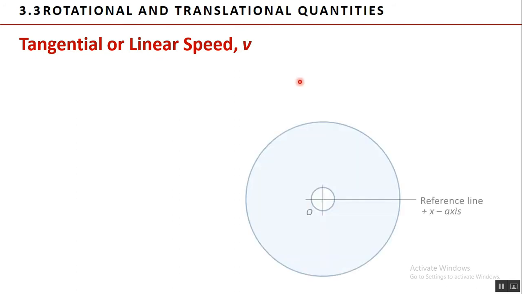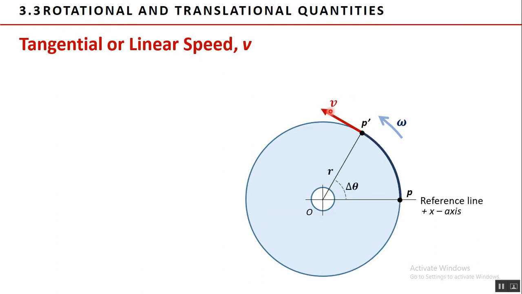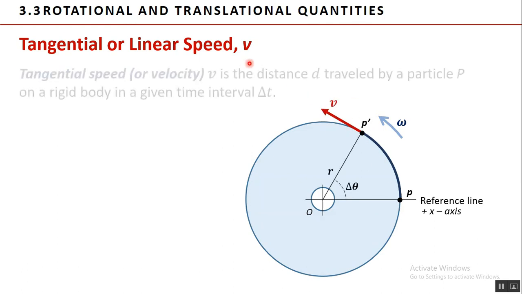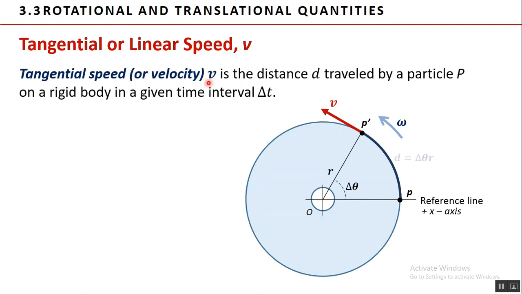To explain this, imagine a disk rotating at a constant angular speed, omega. This angular speed of a particle P corresponds to a form of speed called tangential speed, or velocity, denoted by letter v. It is the distance d traveled by a particle P on a rigid body in a given time interval. This distance is equal to the arc length.